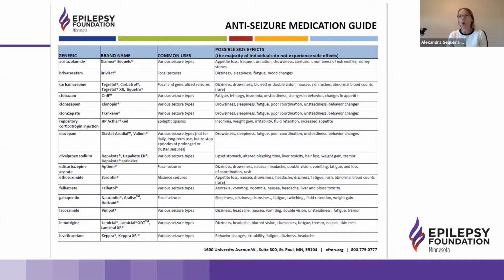But if you're wondering after starting a medication, gosh, my eyes are just a bit sensitive to light, and I never had this before. I don't have a headache. It's just weird. Definitely talk to your epilepsy team, and we can look up whether or not that is a reported side effect. So again, we focus on the most common and the most serious, but there's quite a long list of potential side effects.